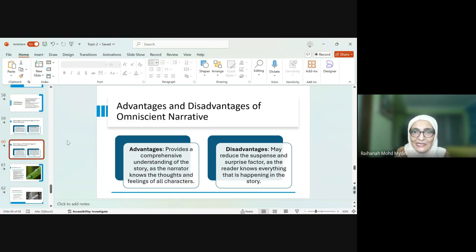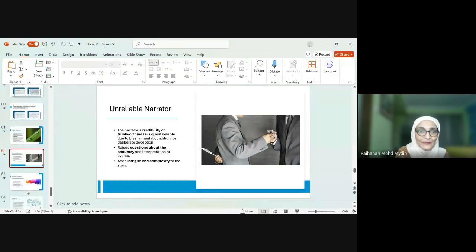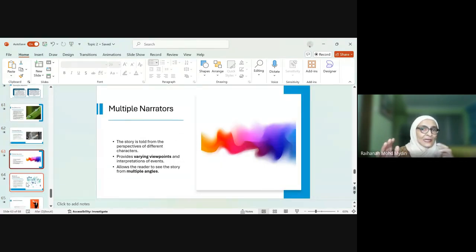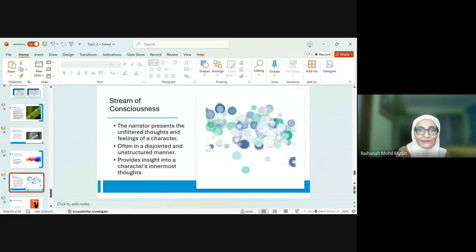And the omniscient narrative technique, a third person technique, provides a very comprehensive understanding of the story. However, it reduces the suspense, the surprise factor, right? Then you've got the unreliable, you've got the multiple. Some stories are told from different characters' points of view. It's almost like every chapter is told from a different character's point of view.